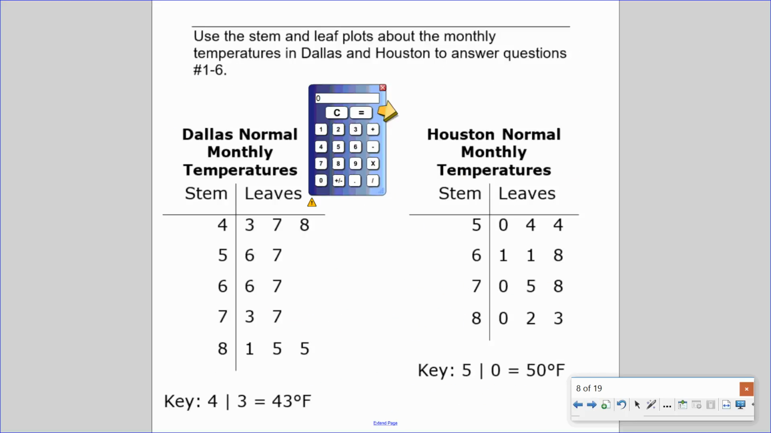So using the stem and leaf plot about the monthly temperatures in Dallas and Houston, answer questions 1 through 6. If you combine the stem with the leaf, it's degrees in Fahrenheit. Dallas is colder than Houston, so the coldest temperature in Dallas is 43, while the hottest was 85. This must be in the winter months. The coldest Houston normal is 50, and the hottest is 83.